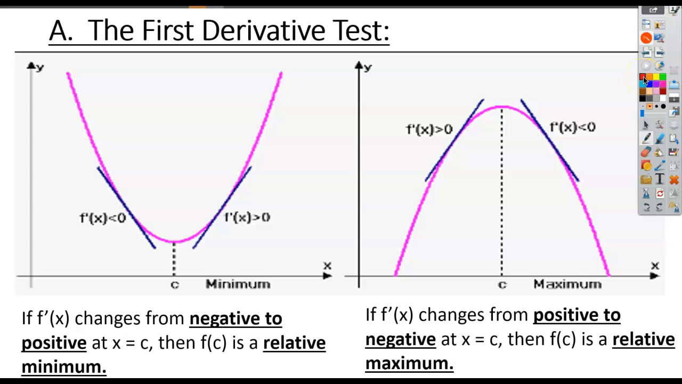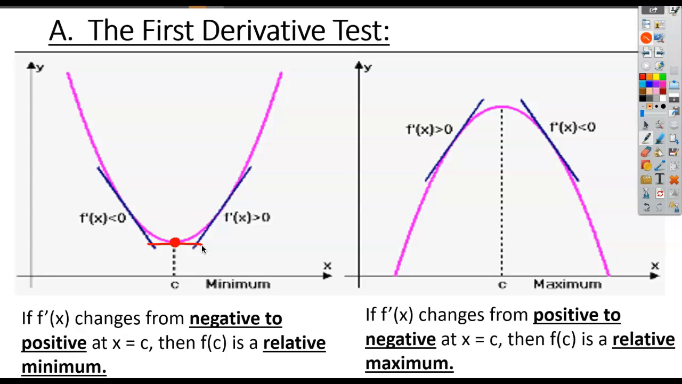Notice that right here would be a critical value. Why? Because the slope is 0 there. That's where I would have a flat tangent line. So that tells me that at that point I either have a relative min or a relative max. Now you guys know that this is a relative minimum, right? Just by looking. But let's look at the left.